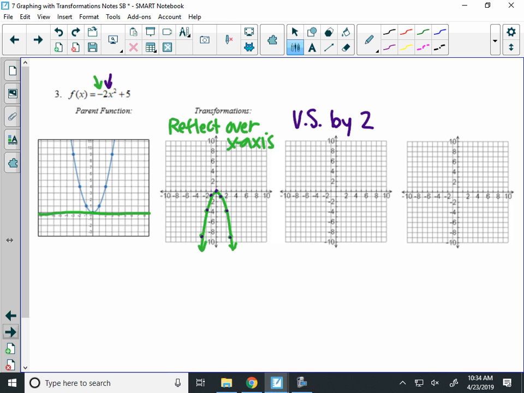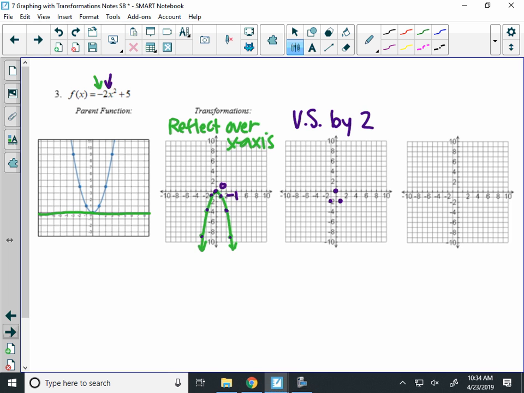So if I look at all my y values here, the first one starts at 0. That one's not going to change when I stretch it. The next y values are at negative 1. If I multiply negative 1 by 2, I get negative 2. So my points, I'm going to go out 1, down 2.